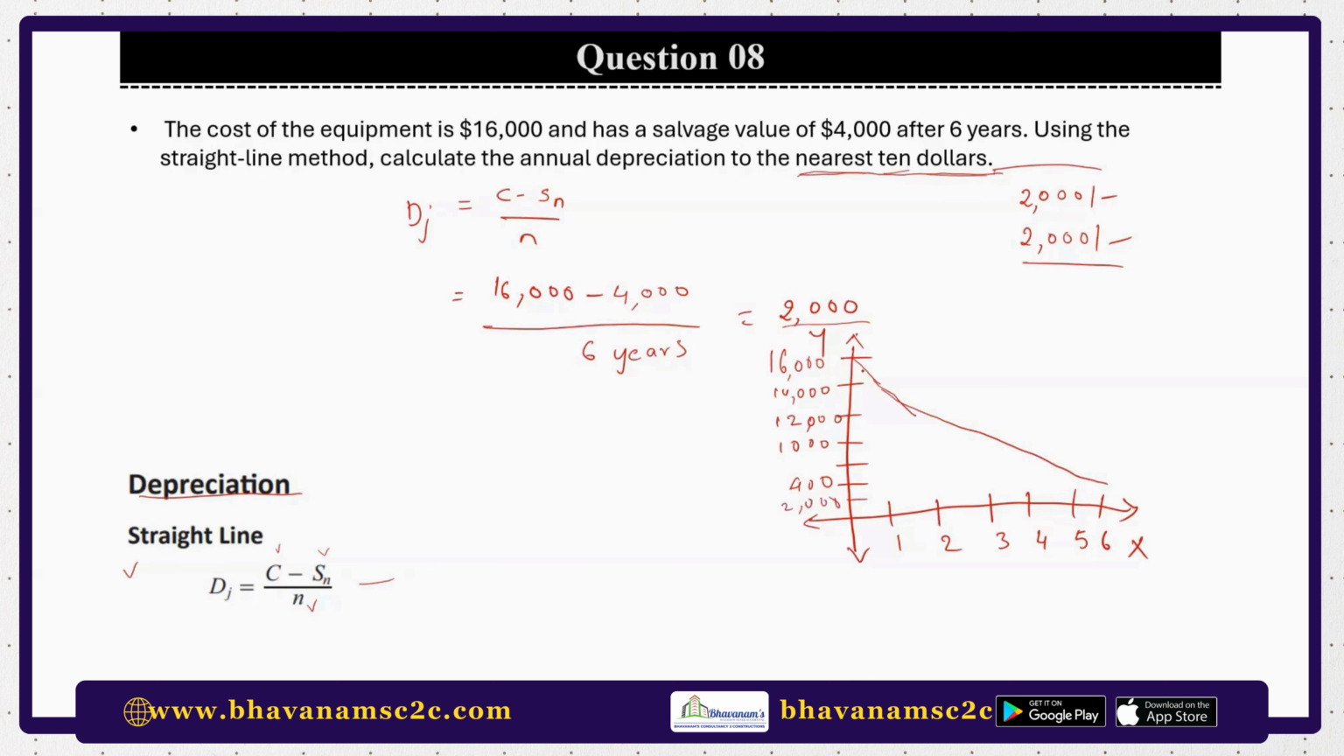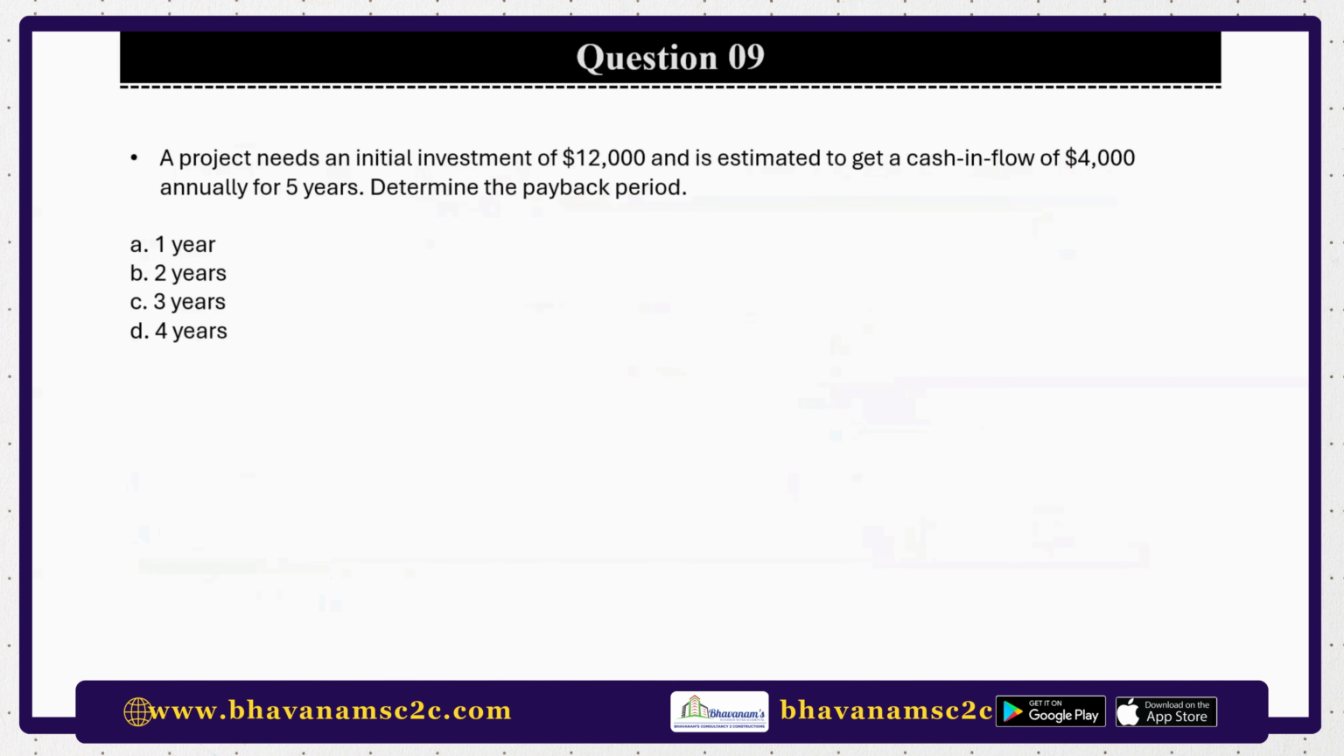Okay. And this is a straight line depreciation. It comes in the format of a straight line. For every year, it is getting decreased by 2,000. So I just want to let you know that it decreases in the concept of a straight line. Okay. And this question is pretty easy for you.